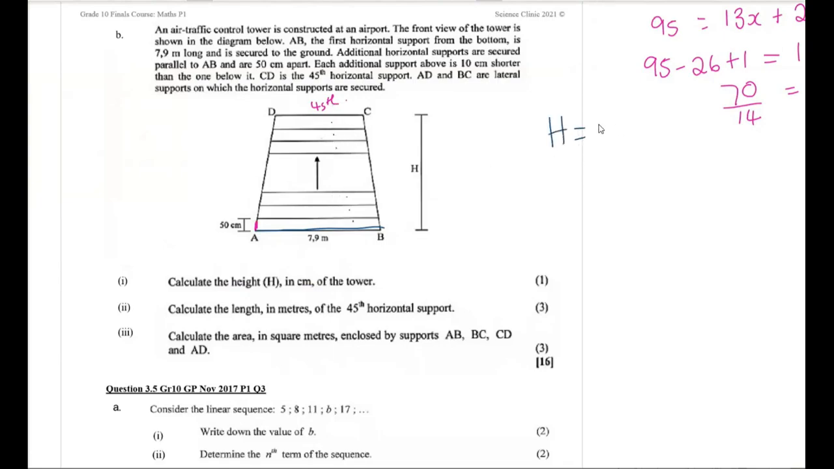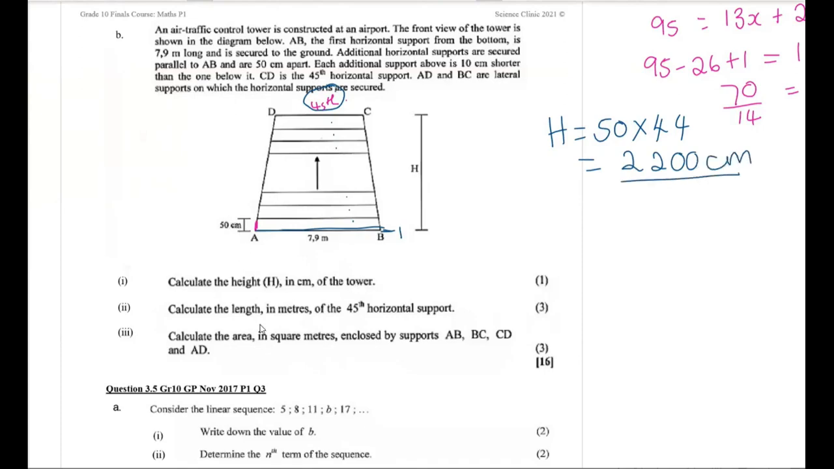So which means h will be equal to what? 50 centimeters times what? 44, right? Because there are 44 little steps, since CD is the 45th one, and we are also counting this one as our first. So 45 minus 1, which means in between them there are 44 little things. Can I have the answer? Thank you, Natalia, 2,200. Okay, right. So these are centimeters, because this is in centimeters, right?